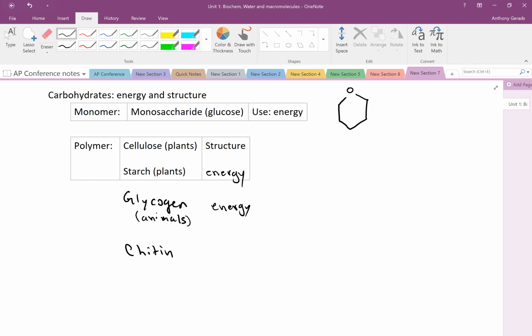Okay. So chitin is going to be in animals, and it's used for structure. Oh, it's not only in animals, it's also in fungi. This is what the exoskeleton of a bug is made of. This is also what a mushroom is made of. It's chitin. It's a type of carbohydrate. It's these really, really long chains of carbohydrates linked together.